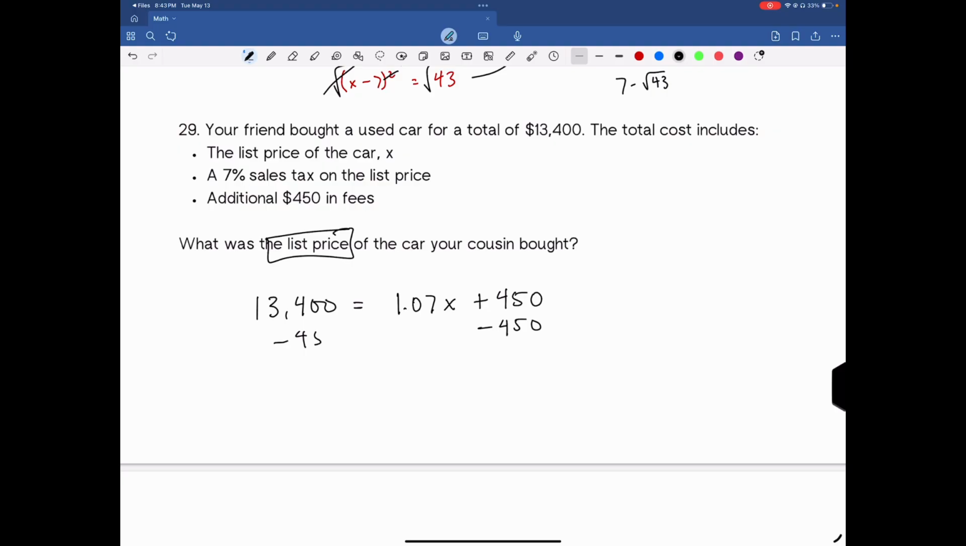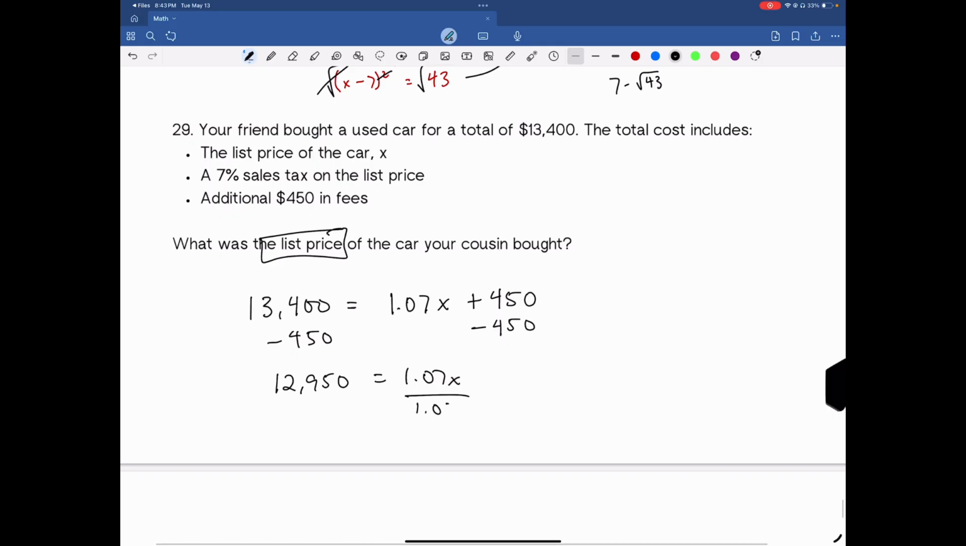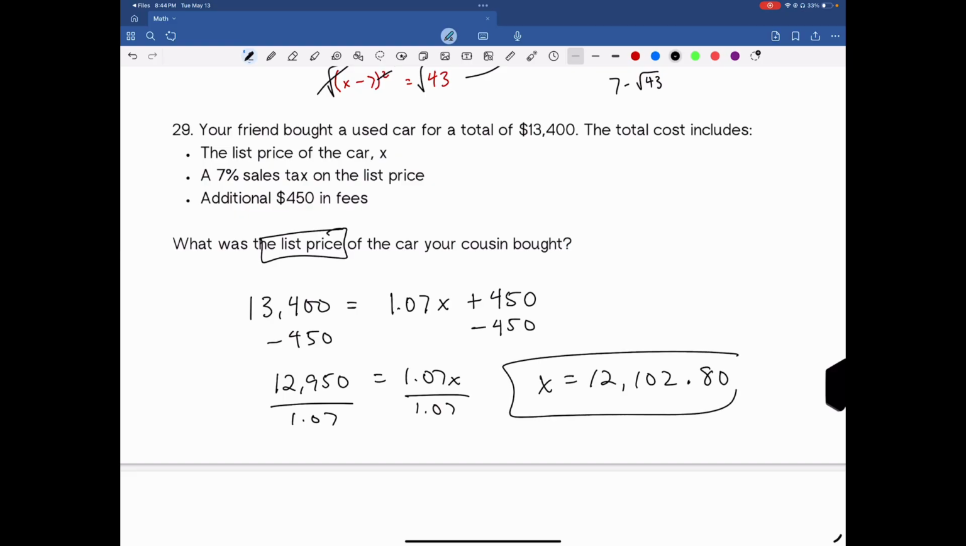So minus 450, minus 450, that's going to be 12,950 equals 1.07x. And we're here going to divide by 1.07. And that'll give us the price of the car. So x was $12,102.80. That would be the list price of the car.